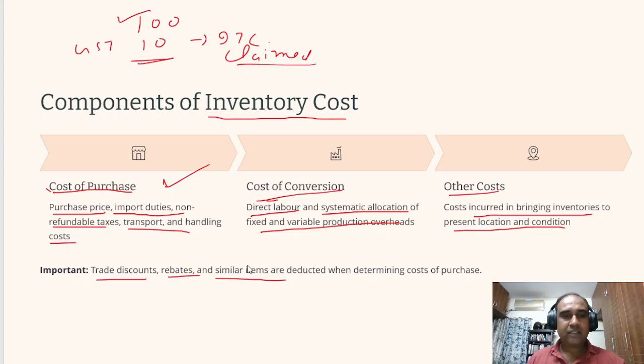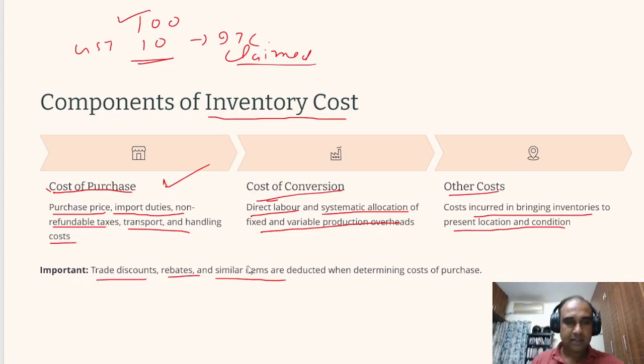So we can repeat this. What are the items that go into the cost? One is the purchase price, any taxes which are non-refundable or non-claimable in nature, any direct labor which is incurred to convert the inventory during the production process, that can be taken. Next is any cost which is incurred to bring the inventory to the location and condition so that it can be used, that can be added to the cost of the inventory. Clear?